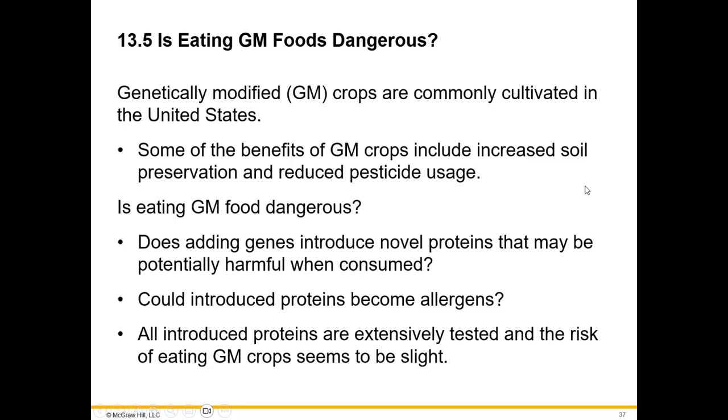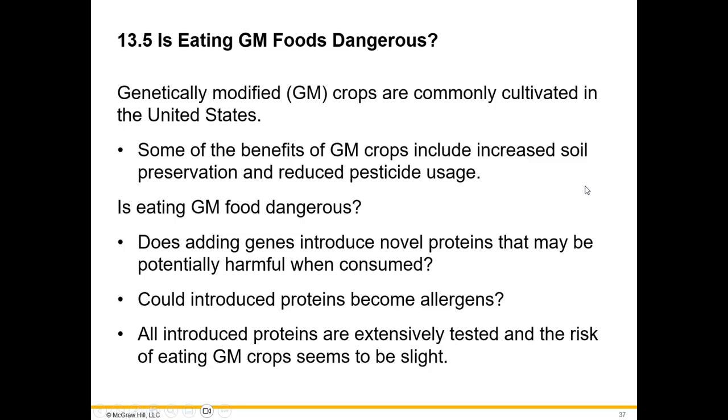Another possibility is, what if we introduce proteins that become allergens? So it's not scientifically proven, but there has been talk about whether or not this rise in gluten intolerance is a result of all of our genetically engineered crops. What if the gene that we inserted that kills pests who eat it also affects whether or not we are allergic to the wheat that suddenly is giving us digestive problems? So that's another question.